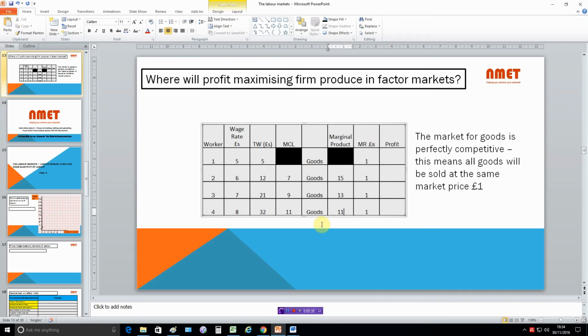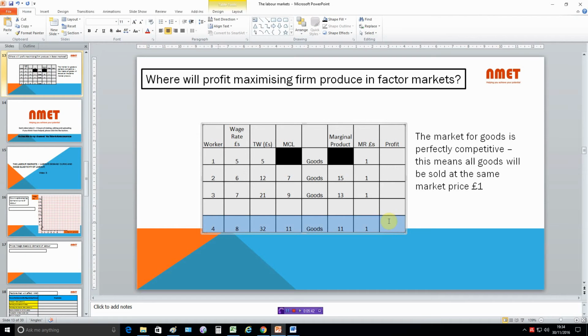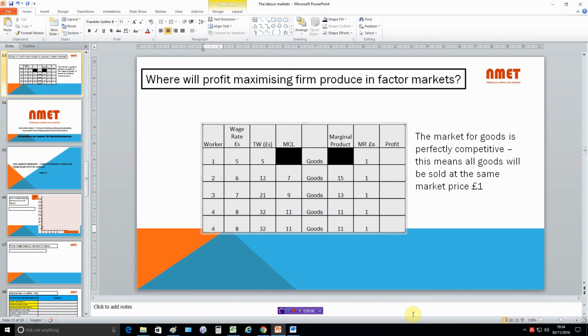We'll also add another worker, so rows below, and just copy this up. So we've got the 5th worker, and let's say to bring the 5th worker, the wage rate is 9. So what would be the total wage? 45. What would be the marginal cost? 45 less 32, 13. And let's say this worker adds 9 goods.